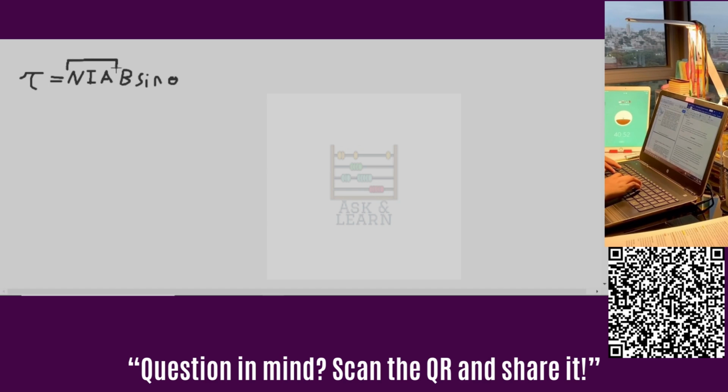So we can eliminate half of the equation right off the bat. And because we have two wires, we have two cases, case 1 and case 2. N1, I1, A1 is equal to N2, I2, A2.